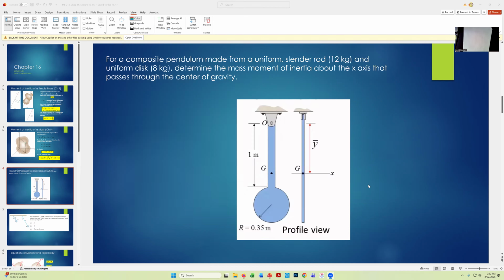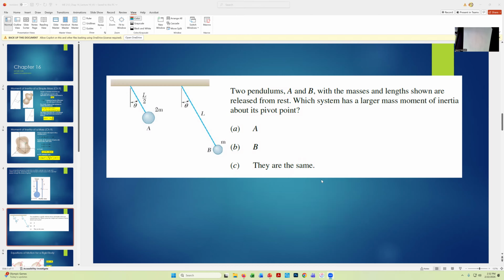And we did do this example. We went through this example of how to find the moment of inertia of a composite object, very similar to what you did in statics to find one. Really no difference there. We went through also this example. Two pendulums, A and B, with masses and lengths shown, are released from rest. Which system has a larger mass moment of inertia about its pivot? And so we can see that the one with more mass is going to have that.